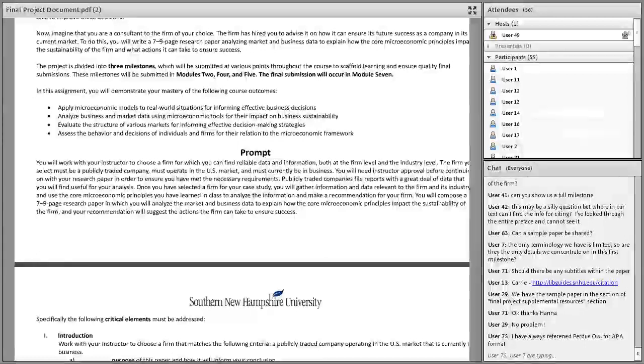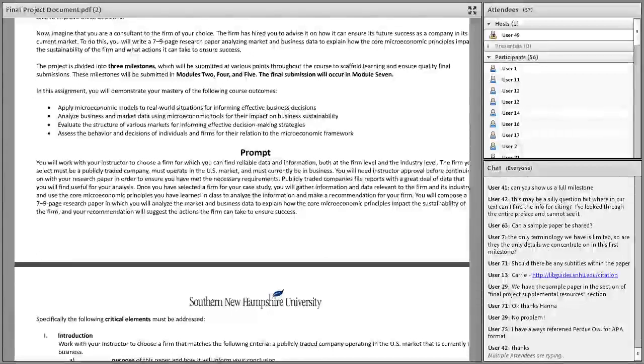Thank you, John, for sharing the citation guidelines. Lisa, Purdue OWL is a really good source to use for APA formatting. Thank you for sharing that.